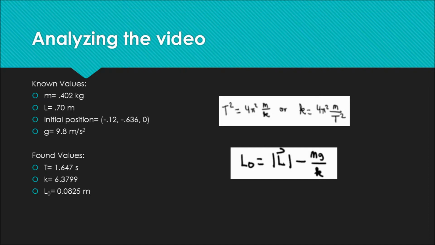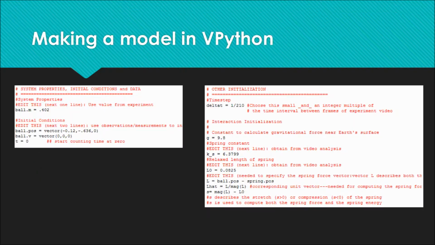The next step was to make a model in VPython. To do this, first I needed to insert the already known values and the already calculated values. Here I inserted the mass of the weight, the initial position, the initial velocity, and the time that it started. Over here I inserted the gravitational force, the spring constant, L0, and the equations needed to specify the spring force.